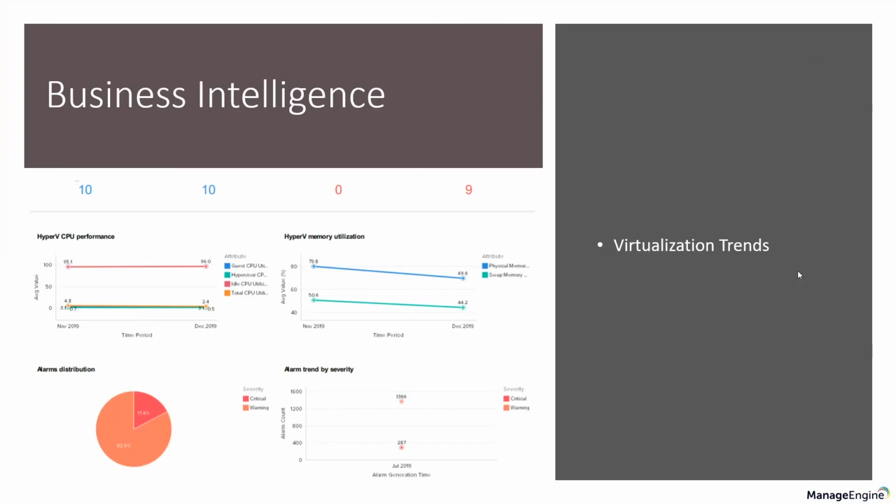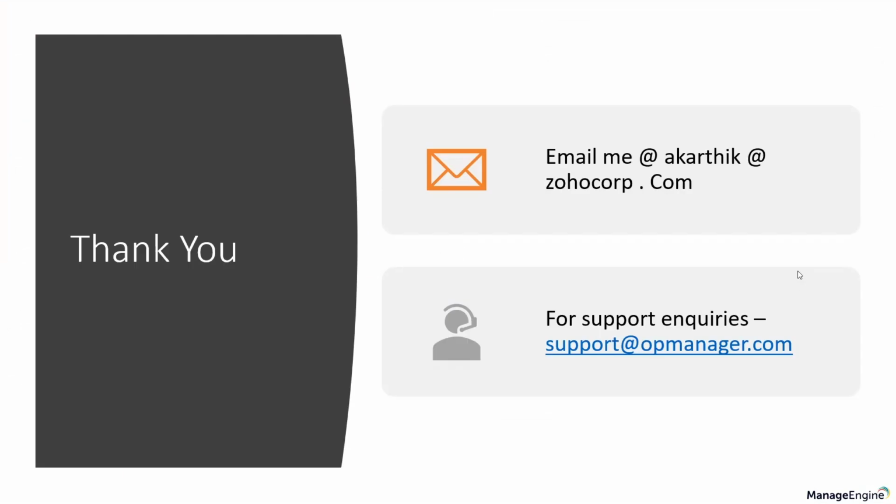And here is another report which talks about the virtualization trends. It gives you a report on frequently used VMs, high resource consumed VMs, power hungry VMs, resource hungry VMs, and Hyper-V CPU performance, memory utilization. All these reports are available out of the box here.